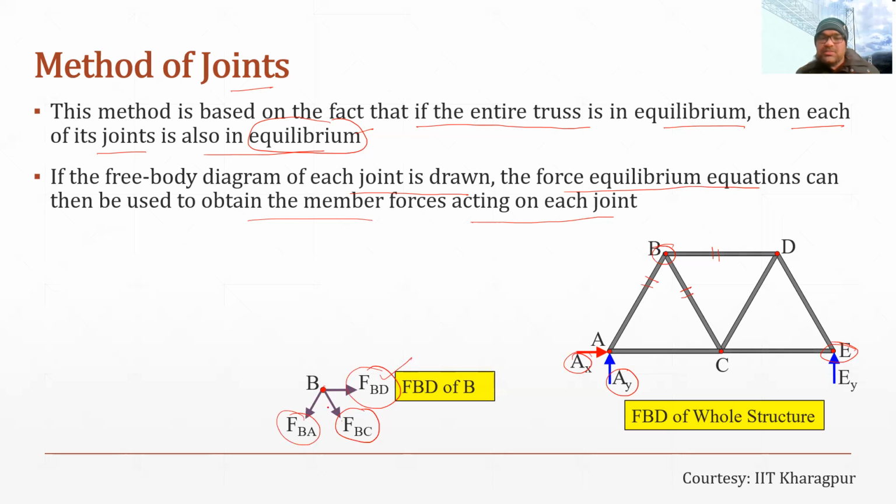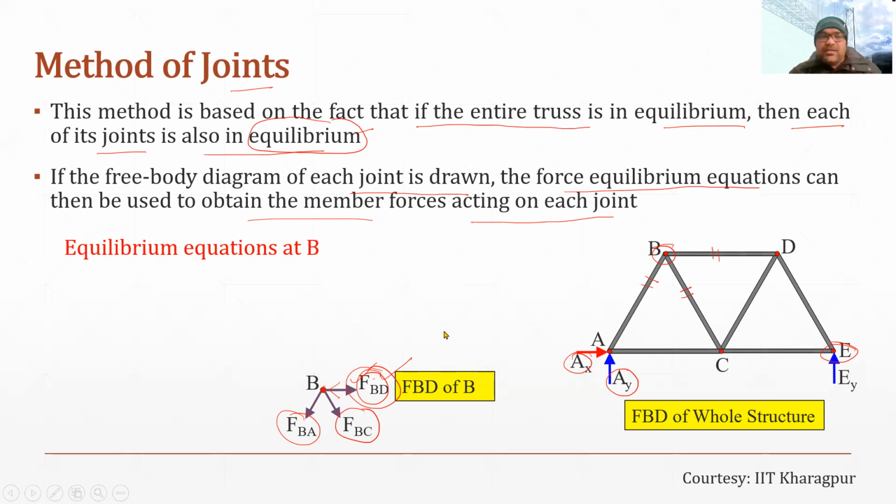Now based on this assumption, if we analyze and get the values of FBD, FBC, FBA positive, that means the senses that we have assumed are correct. If the value is negative, it means the sense is opposite. So if by chance the FBD value is negative, it means the sense will be towards the joint, and we can correct that. We will see this in detail when we solve the numericals.